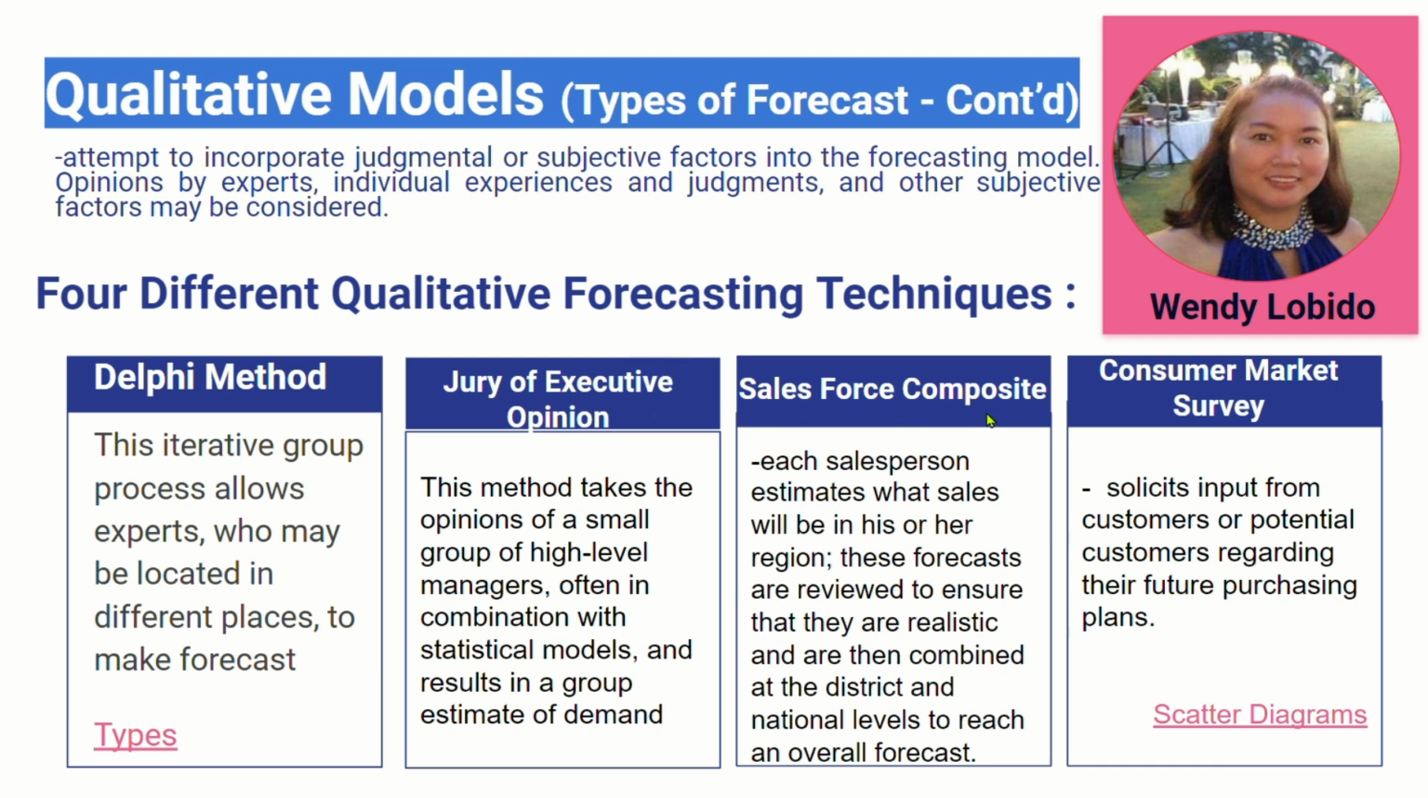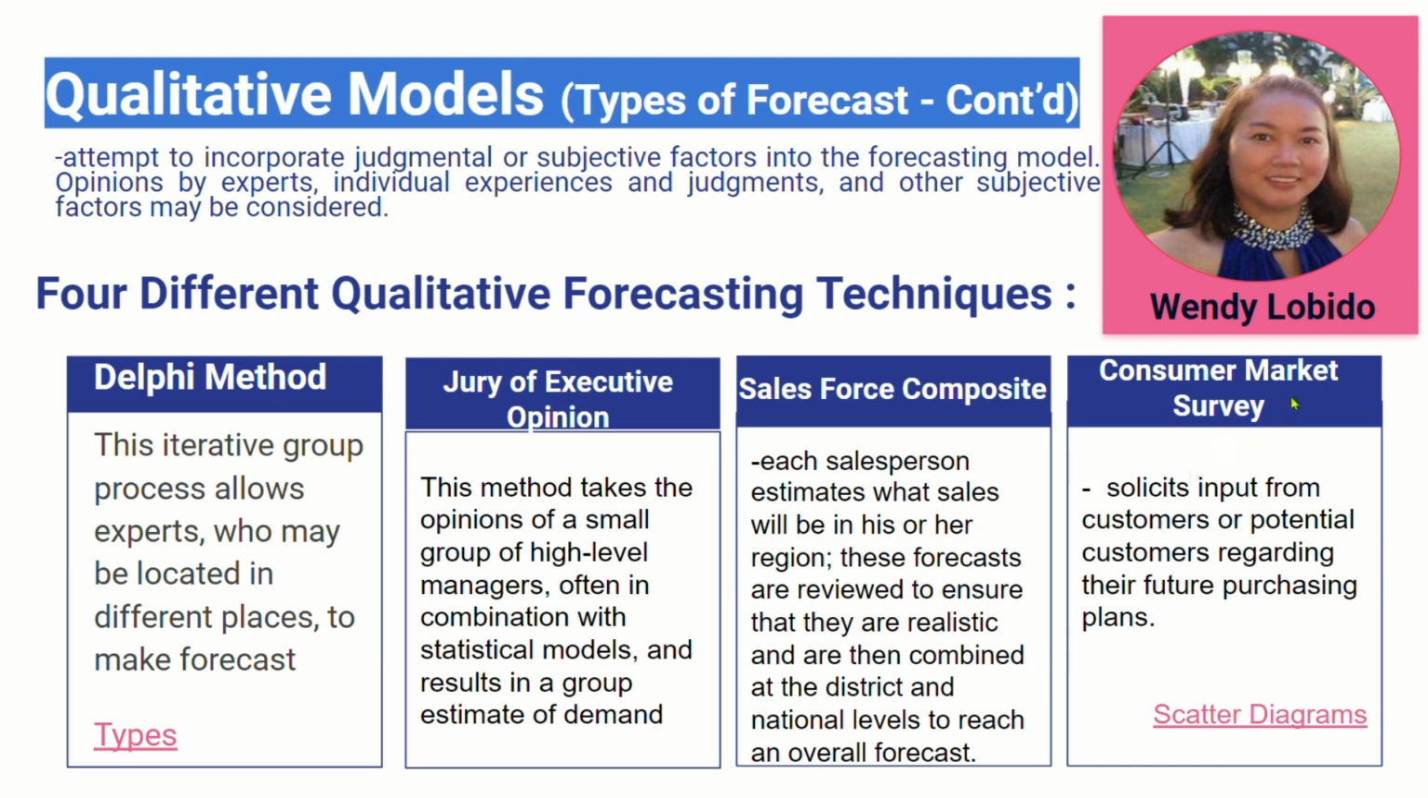The third technique is the sales force composite. Each sales personnel estimates what sales will be in his or her region. These forecasts are reviewed to ensure that they are realistic and are then combined at the district and national levels to reach an overall forecast. It is a method of forecasting future demand for a product by adding together what each member of the sales force expects to be able to sell in his or her territory.